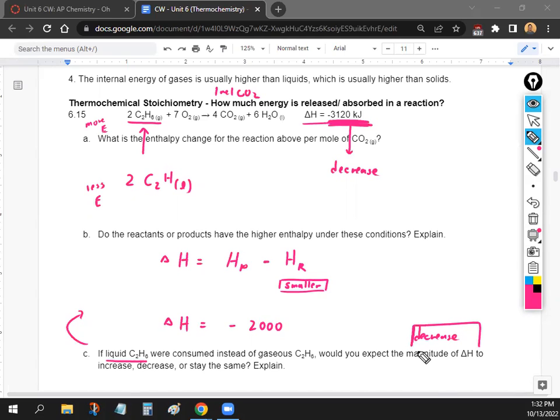Yes, then it's going to increase. Yeah, exactly. So how would you say that? Do you say that the enthalpy got higher, or do you say it got lower? A way that you can describe it is you could say the internal energy in a liquid is lower than the internal energy of a gas. Therefore, if we use a liquid instead of a gas, the magnitude will decrease.